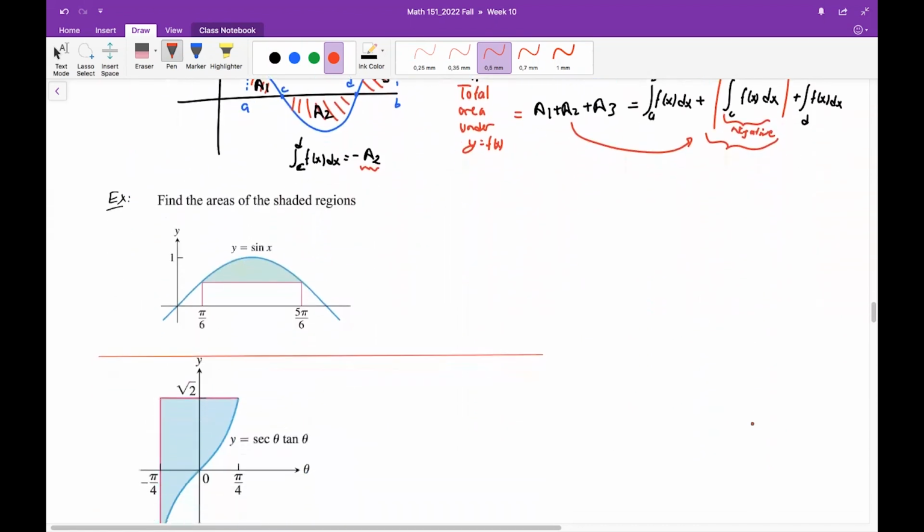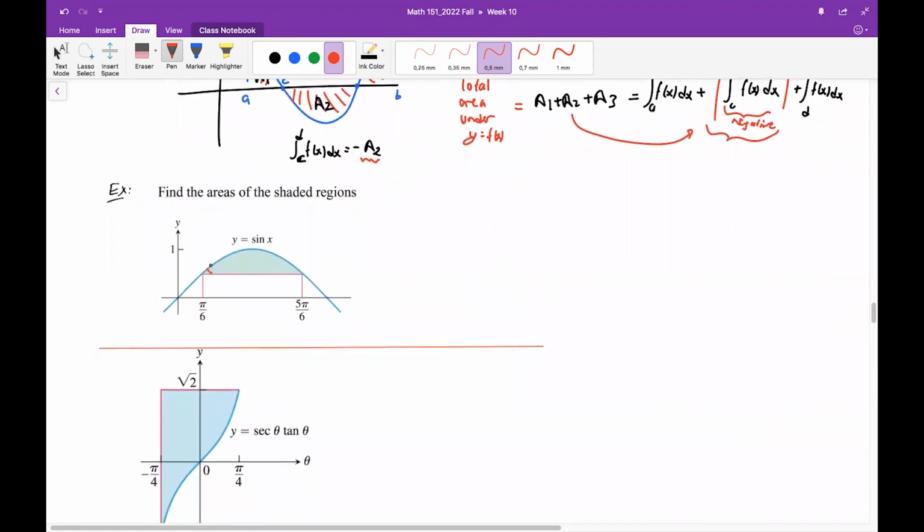Okay, so let's look at this integral. We want to find the shaded area by using definite integrals. So we can start like this, the shaded area. Let's call it A. It is, in fact, let's try to use the definite integral from pi over 6 to 5 pi over 6.